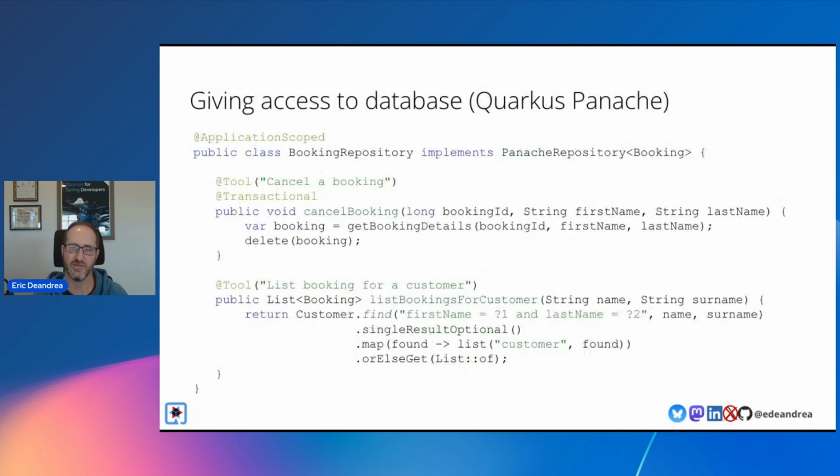You could even, in an application like Quarkus, where you're using the repository pattern, or Spring Data JPA, similar thing, take that bean and give access to certain methods. In this case, I have a business method that knows how to, if we're talking about booking cars or something like that, give you access to the business to be able to cancel bookings and list bookings.